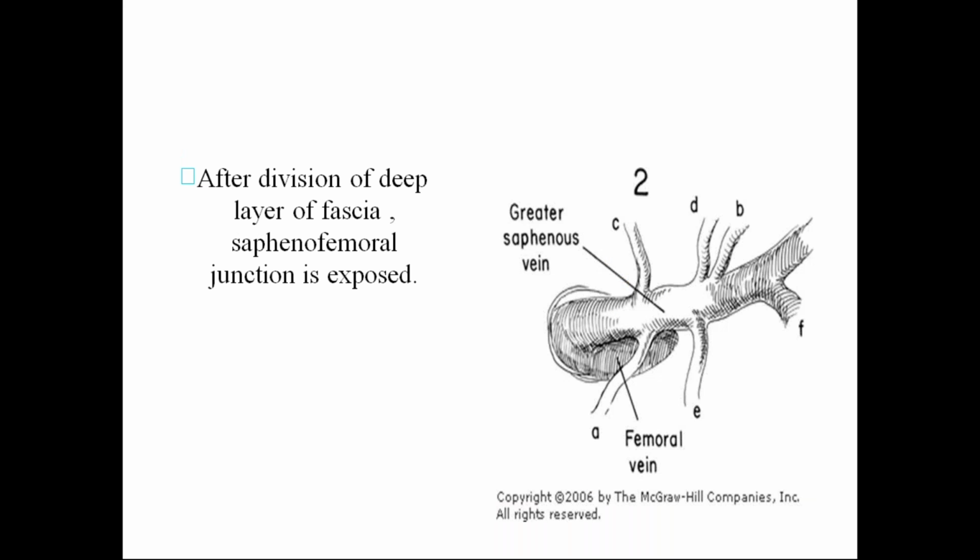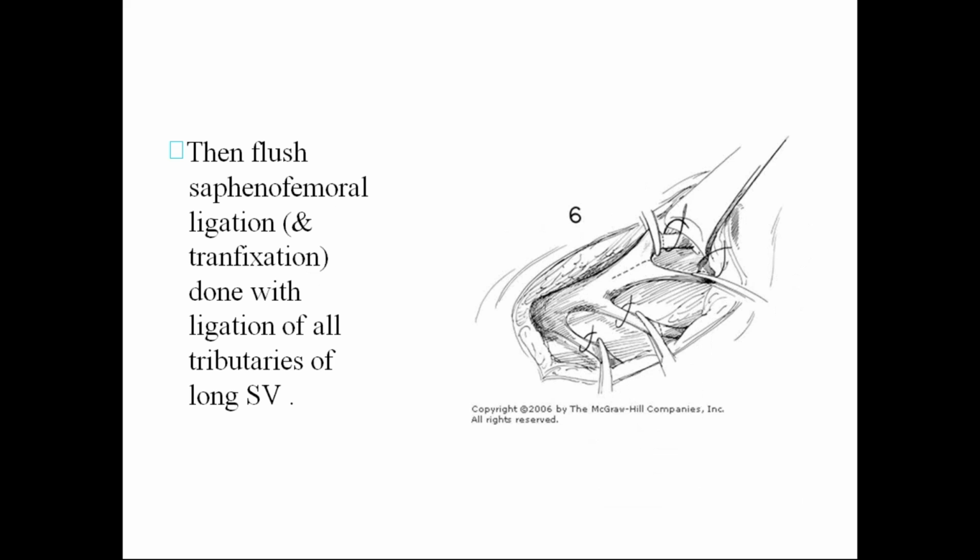After division of the deep layer of fascia, the saphenofemoral junction is exposed. The diagram by the side shows all the tributaries of the great saphenous vein at the saphenofemoral junction, that is, the saphenous opening. What is the technique called? It is called flush ligation of the great saphenous vein at the saphenofemoral junction. So a flush saphenofemoral ligation and transfixation is done, with ligation of all the main tributaries of the long saphenous vein.